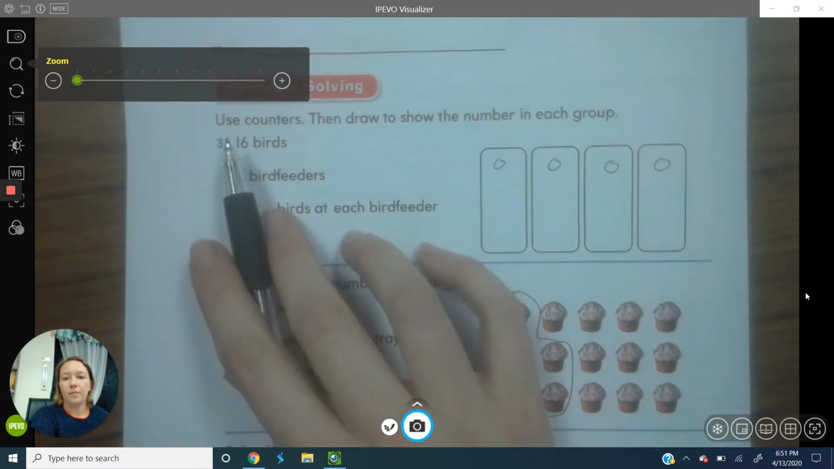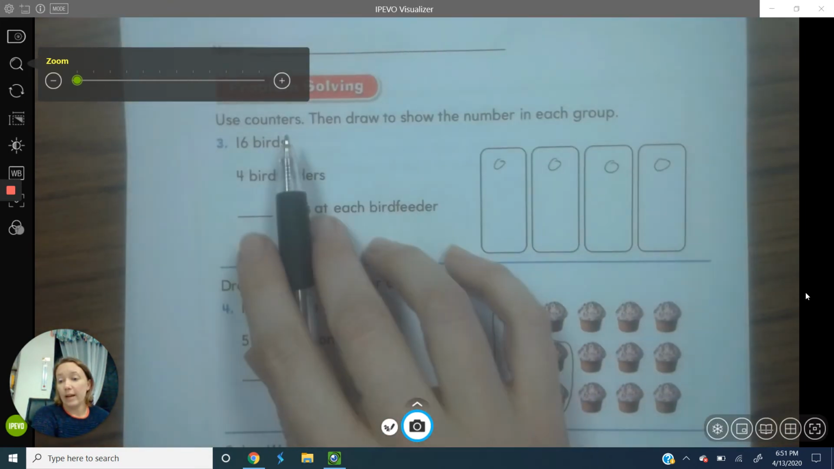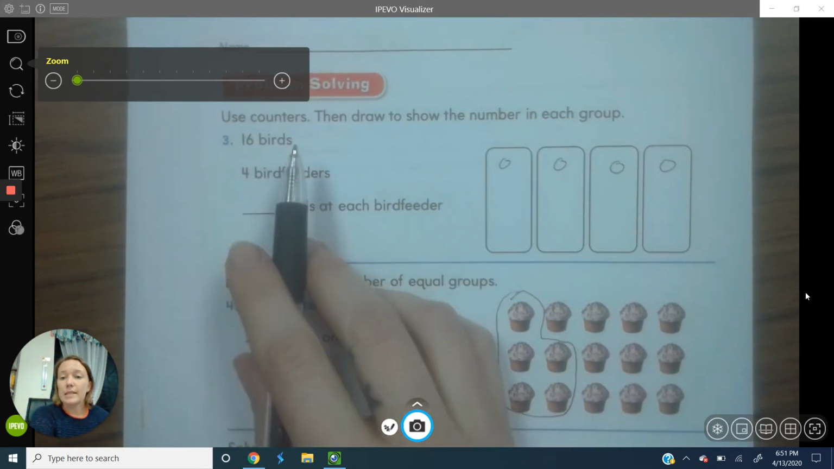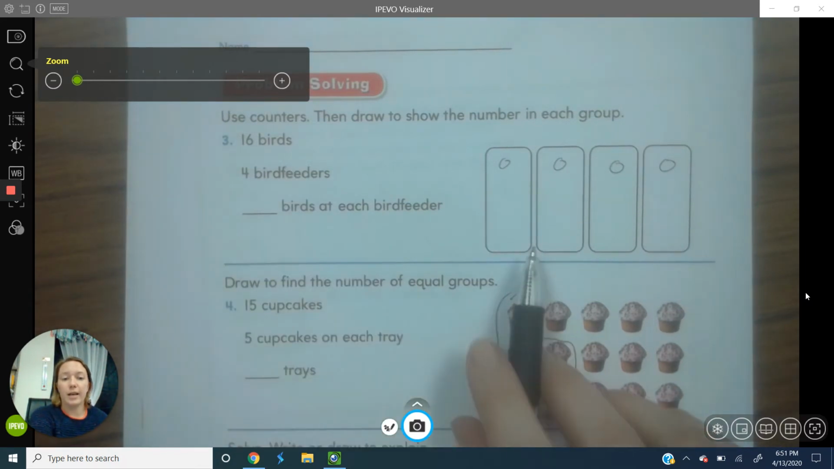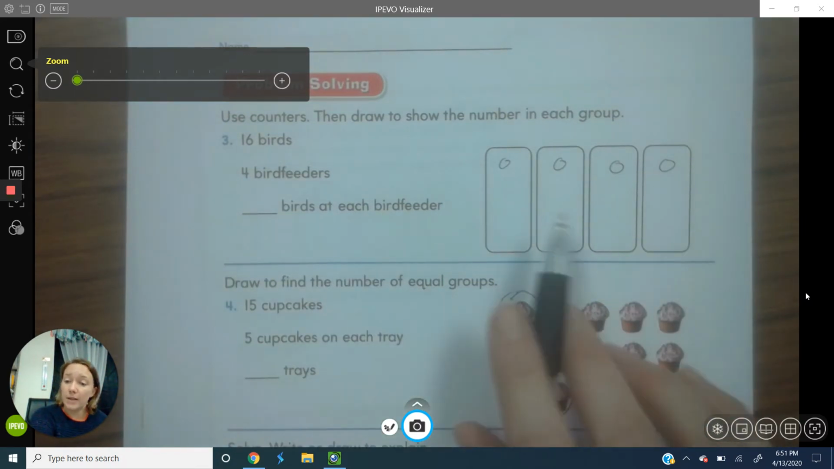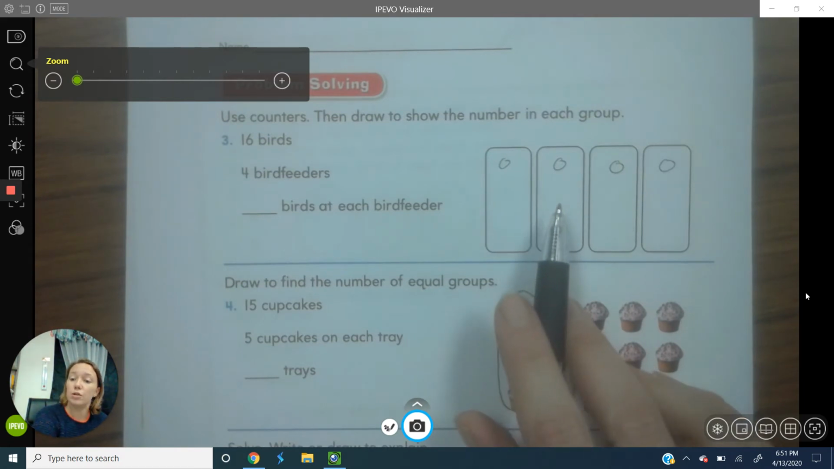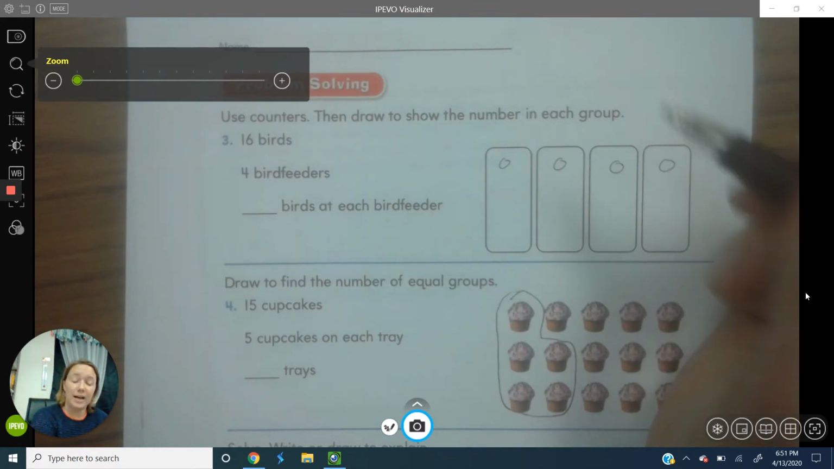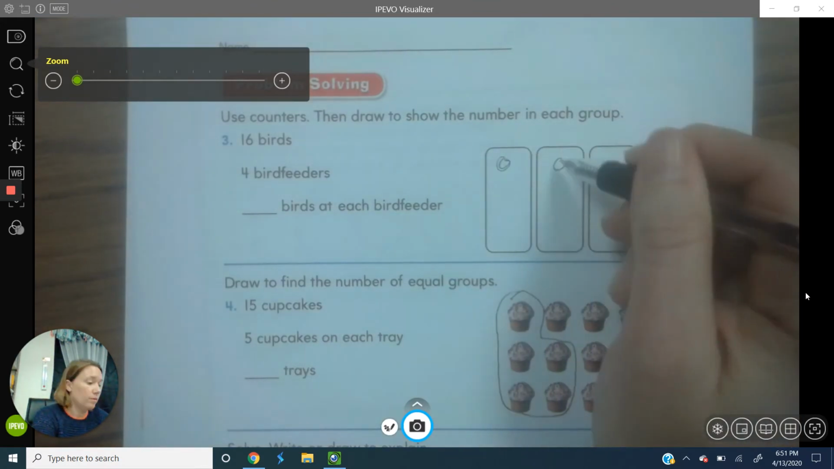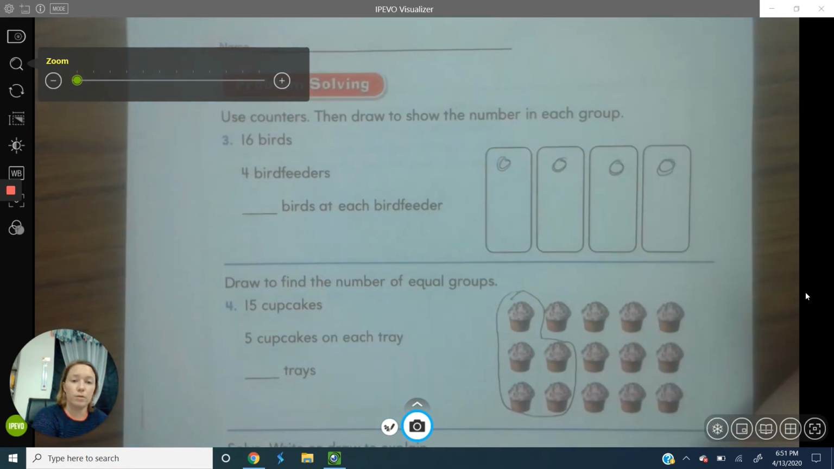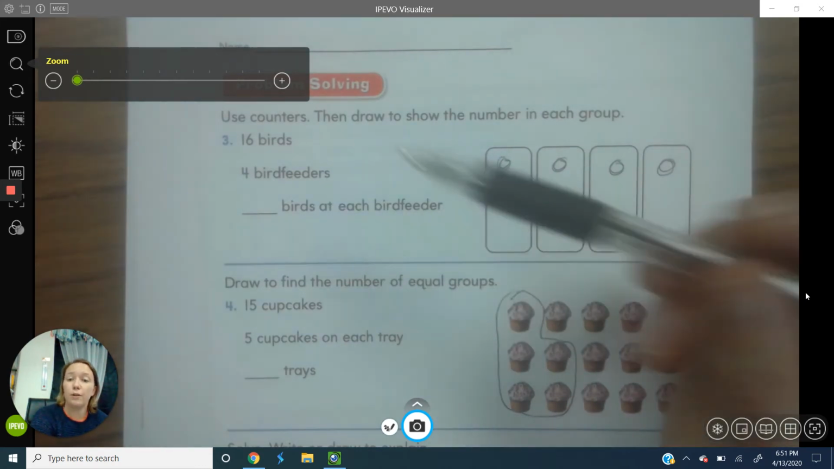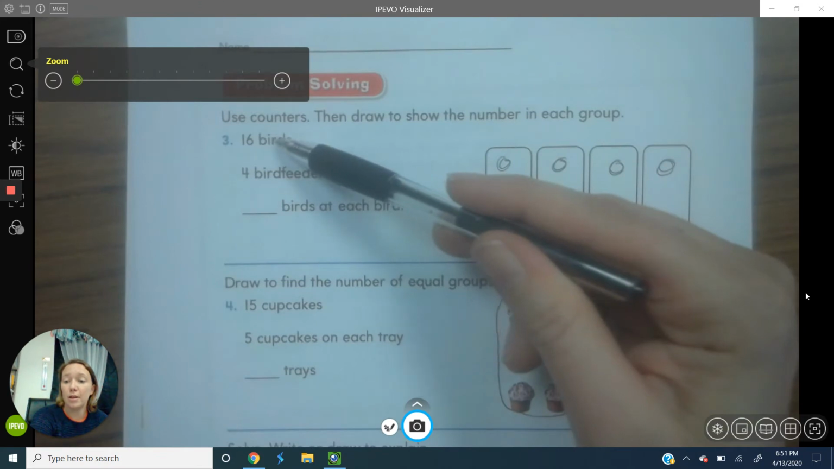Number 3. It says use counters. You don't have to. Draw. You do 16 birds and 4 bird feeders. To divide the birds into the 4 bird feeders equally, you can do that by counting them out like you would cards. 1, 2, 3, you would keep going. 5, 6, 7 would be at each bird feeder. You're going to stop it. So remember to stop at your total. Don't keep going.